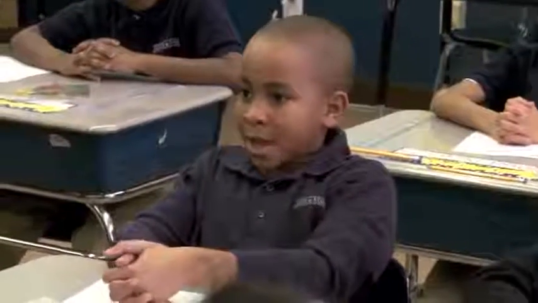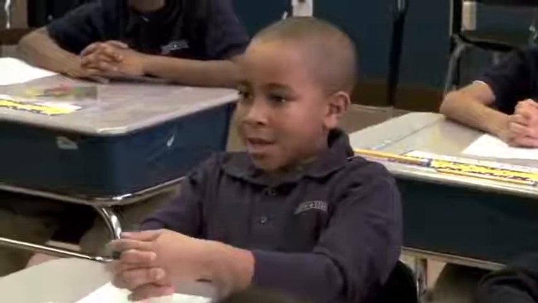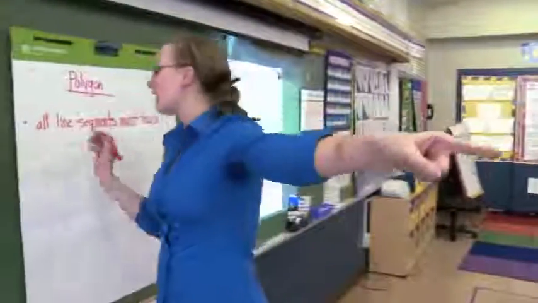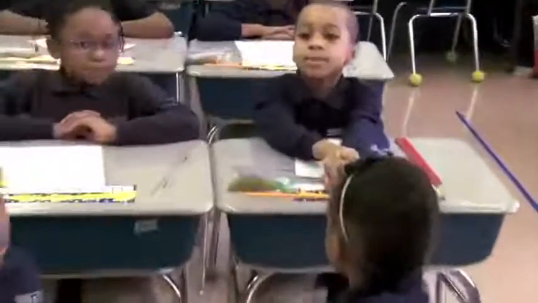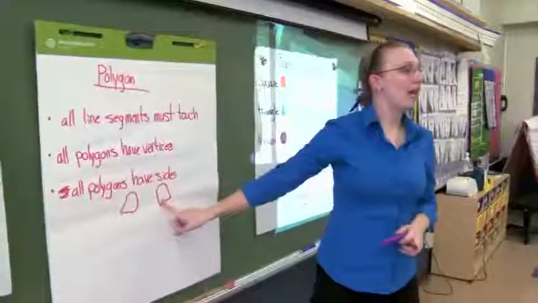Not every... polygons have vertices. Ooh, polygons have? Vertices. All right, what else do we know about a polygon? Shane, what else do we know about a polygon? A polygon has sides. Thumbs up, polygon, thumbs down, not a polygon.